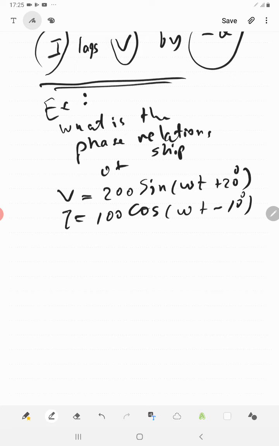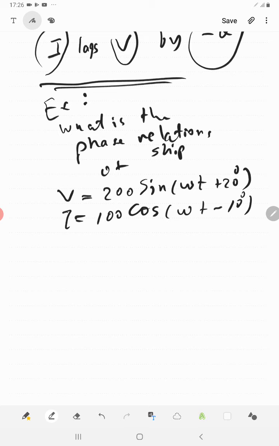Both signals must be of the same type. Either both are sines or both are cosines. You don't compare two signals where one is sine and the other is cosine. We have to change one to the other. Either both are sine or both are cosine. Let's change the cosine to sine.